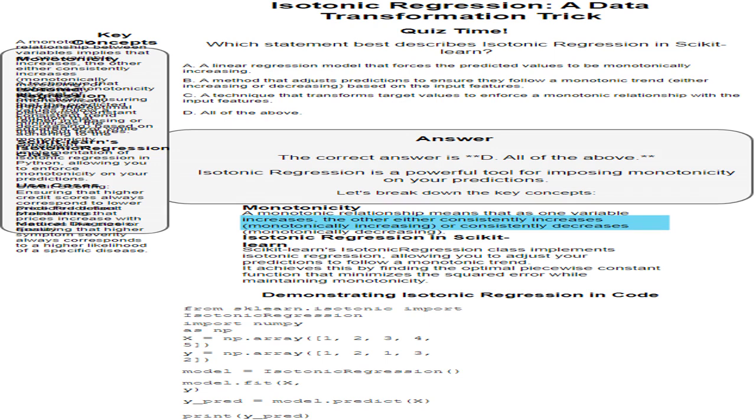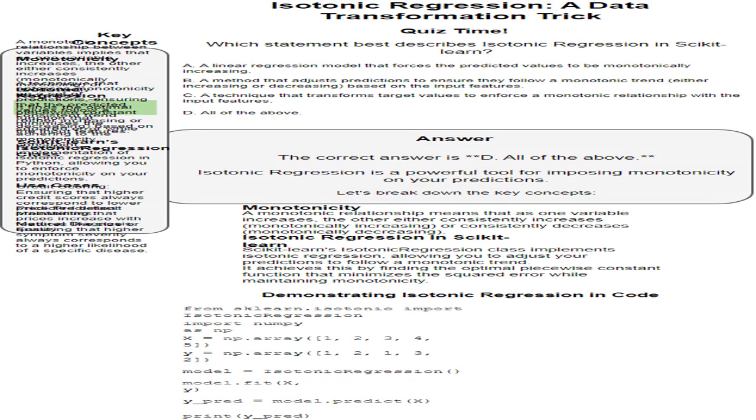Consider a set of exam scores X and corresponding grades Y. A monotonic increasing relationship would mean that as the exam score increases, the grade also always increases. For example, if X is 60, 70, 80, 90 and Y is C, B, A, this represents a monotonic increasing relationship.